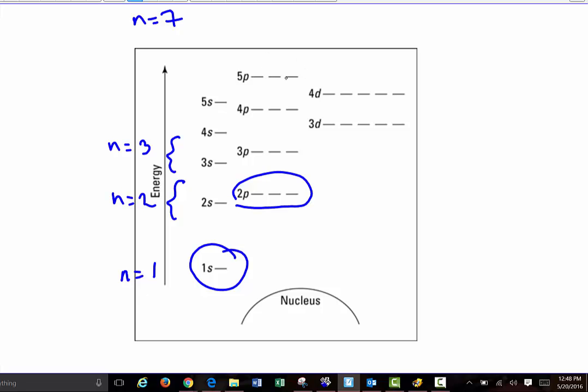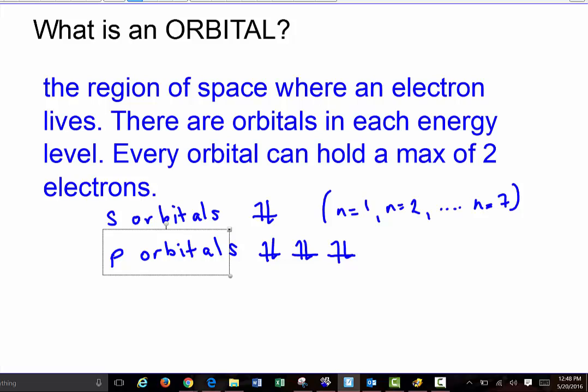And p orbitals exist starting at the n equals 2 level, all the way up to n equals 7, but there are no 1p orbitals. So p orbitals start at 2. Then there are d orbitals.